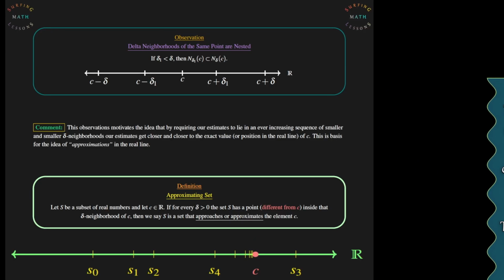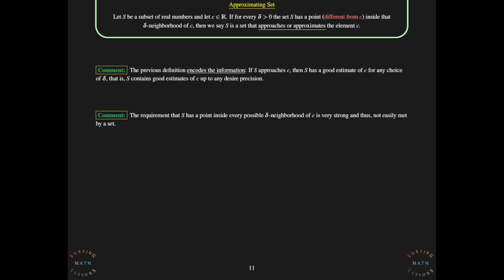Encoded in this definition is the following information. If the set S approaches C, then S has a good estimate of C for any choice of delta value. That is to say, S contains a good estimate of C up to any desired precision. This definition of an approximating set relies on both the set S and the point it is approaching. It only makes sense to give this point a special name.